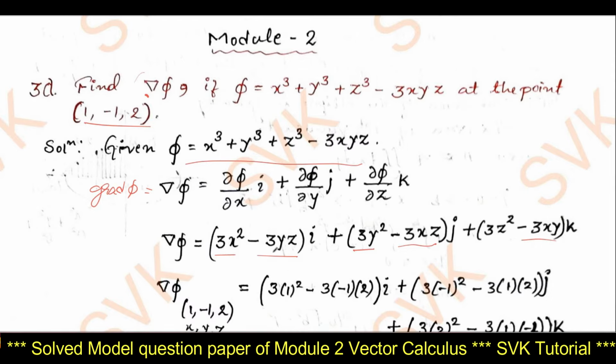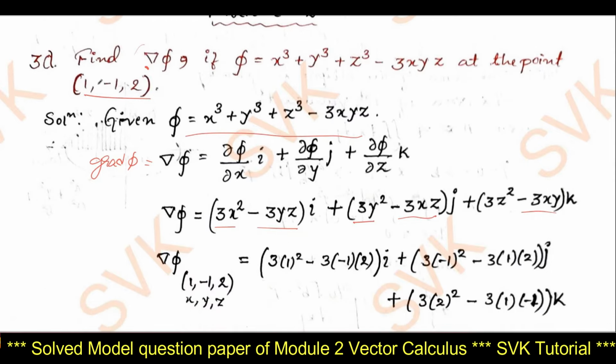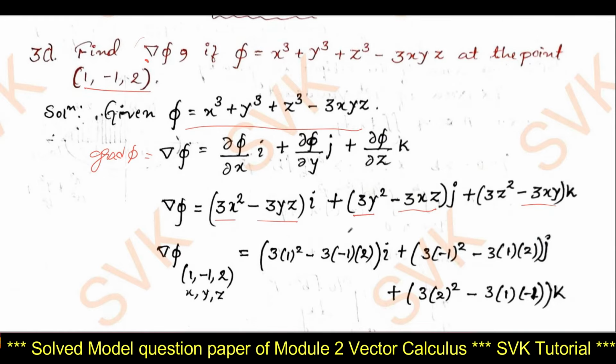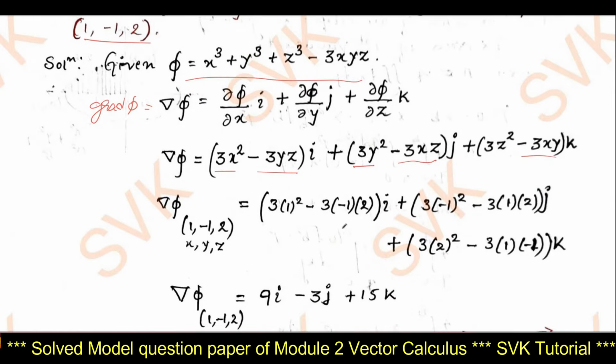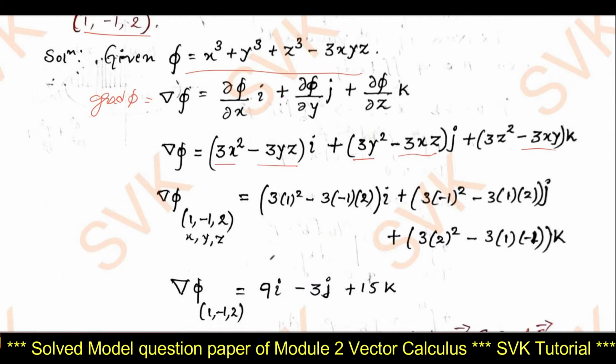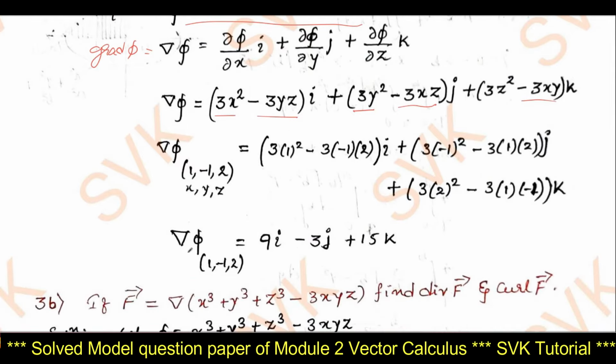Afterwards, substitute the values at the given point: x as 1, y as minus 1, z as 2. I went with the substitution of those three values and simplified, and I got del phi at 1, minus 1, 2 as 9i minus 3j plus 15k. This is the solution for question number 3a.